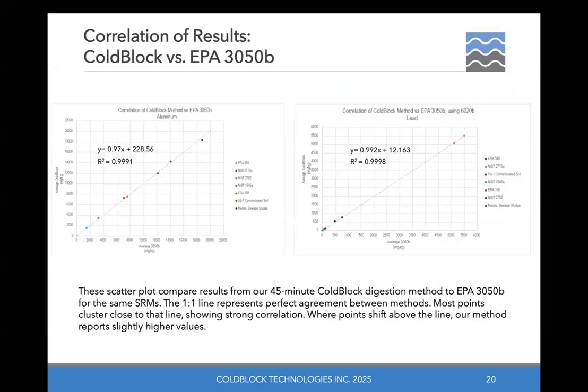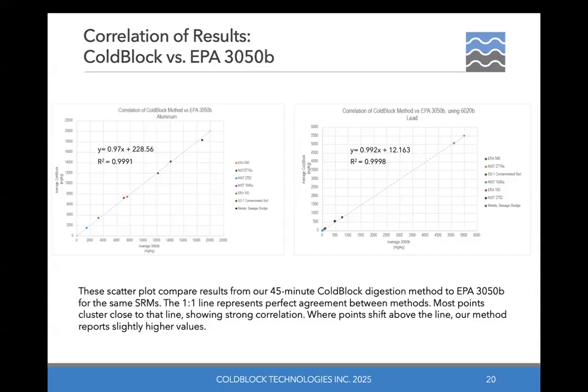These scatter plots provide a direct comparison between ColdBlock and EPA results for all 7 CRMs. And what they show are 2 methods that are highly correlated. The chart on the left shows aluminum, and the chart on the right shows lead. So you can see many of the points fall very close to the 1-to-1 line.